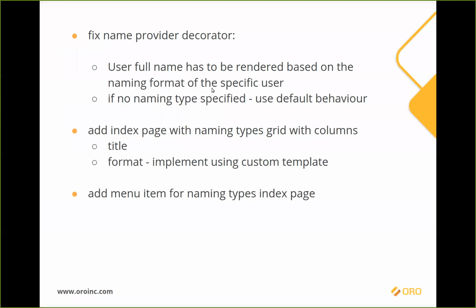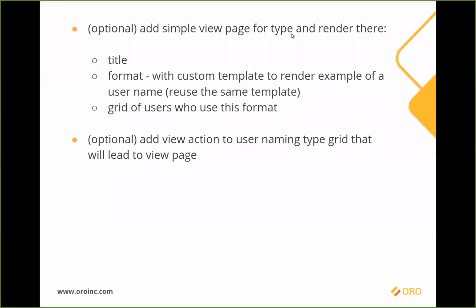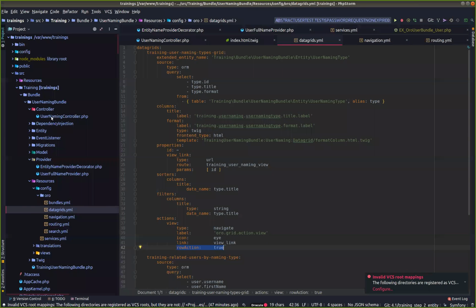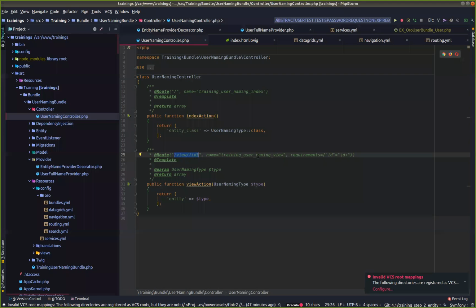So the next point is to create a simple view page and render the title, format, and grid of users who use this format. So this is something extra. Creating a view page is very similar to creating the index page. So I have the view action, and I need ID in the route. So usually it's going to be view/ID. I have the route name, and I have the requirements. It depends what your keys are. Here we have IDs that are numeric, so I have a regex for digit. And again, I have the template.